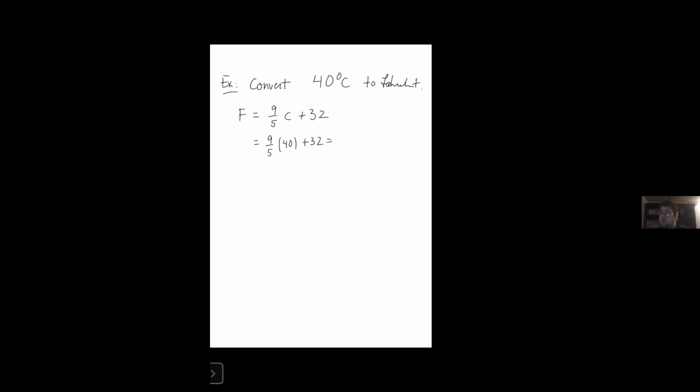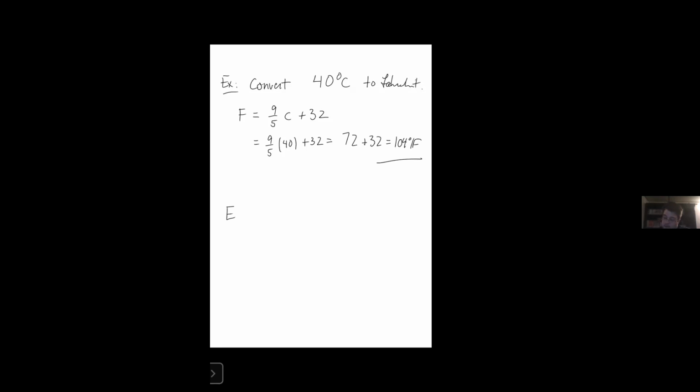What's 9/5 of 40? Well, 40 divided by 5 is 8. 9 times 8 is 72. 72 plus 32, 104 degrees Fahrenheit. So that's how we can convert that way.